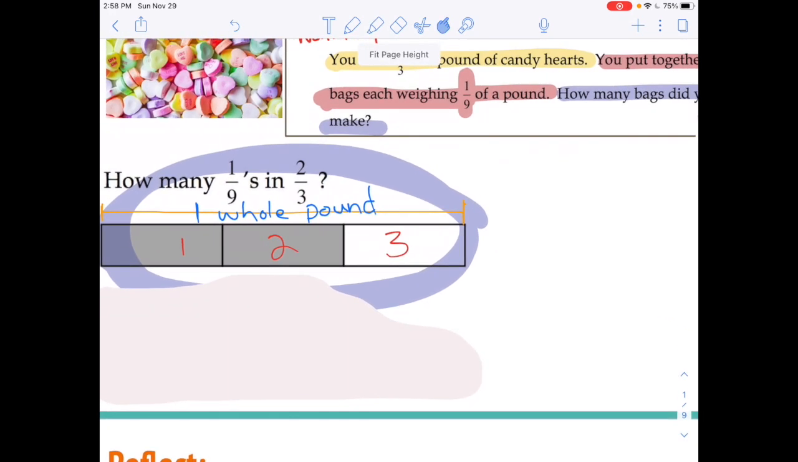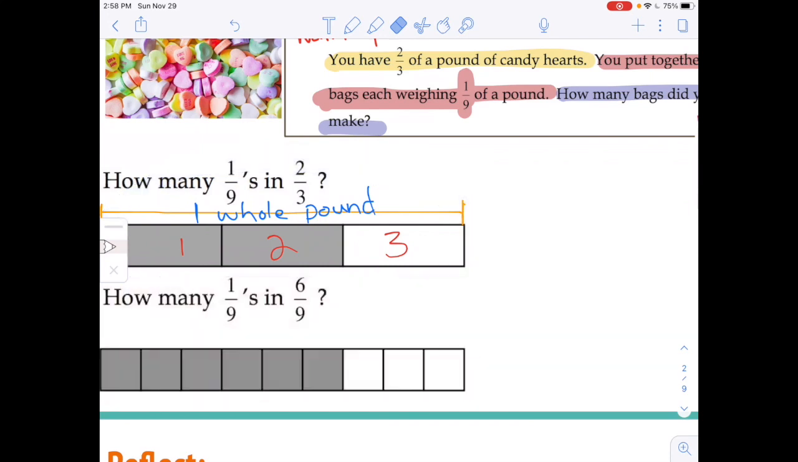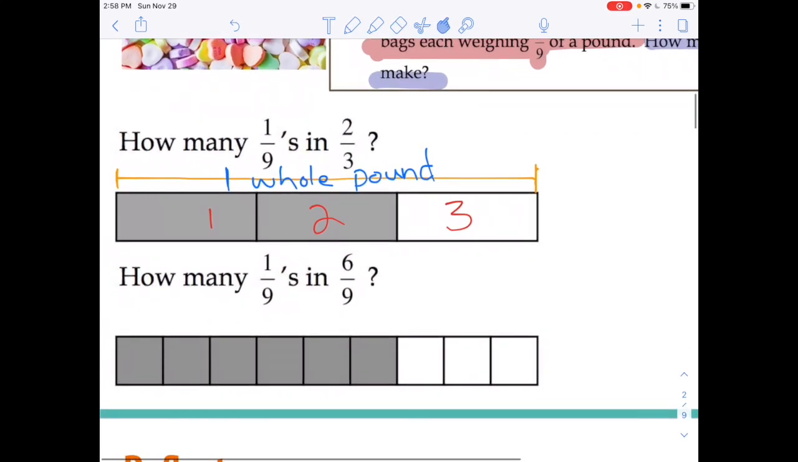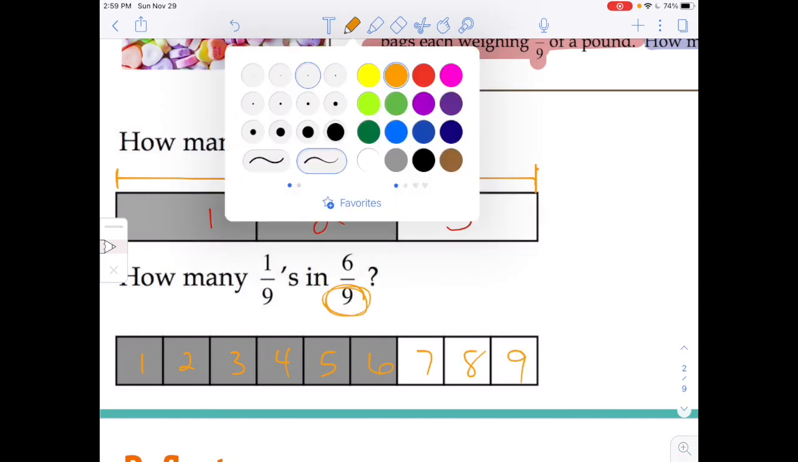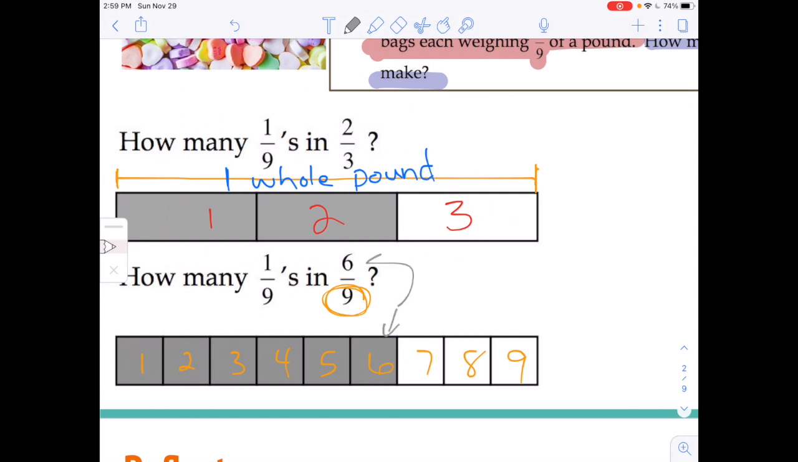So I'm going to change my picture a little bit so it's just a little bit easier. If I copy the outline here and I drag it up, it's the exact same amount of gray. But now, instead of having 3 total parts, now there are 1, 2, 3, 4, 5, 6, 7, 8, 9 total parts. And 6 of them are colored in. So there's our numerator, 6/9.